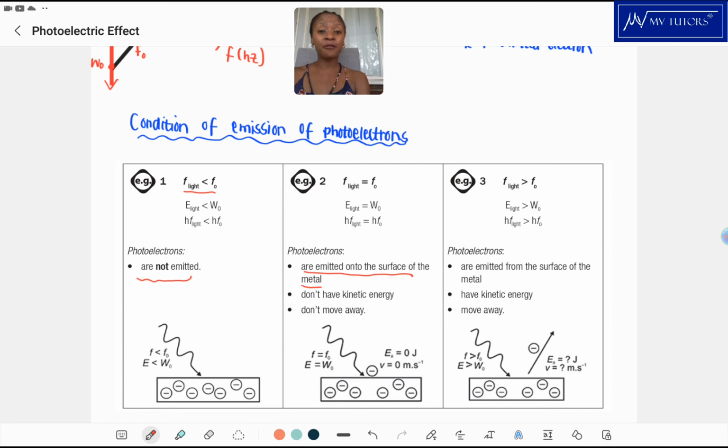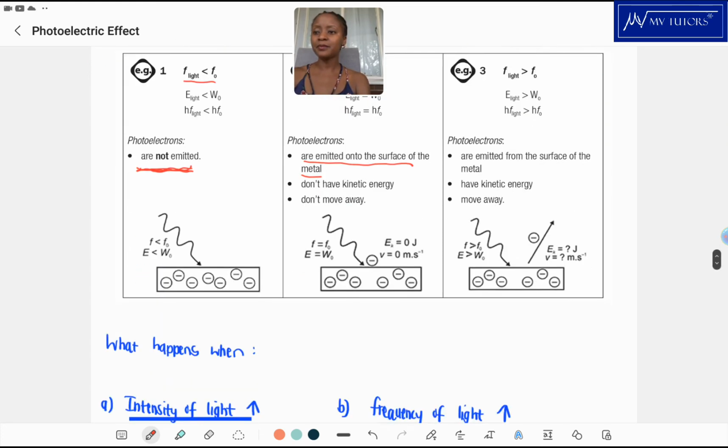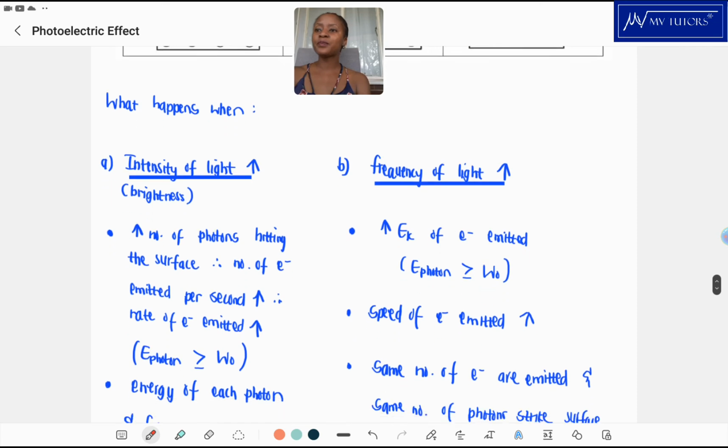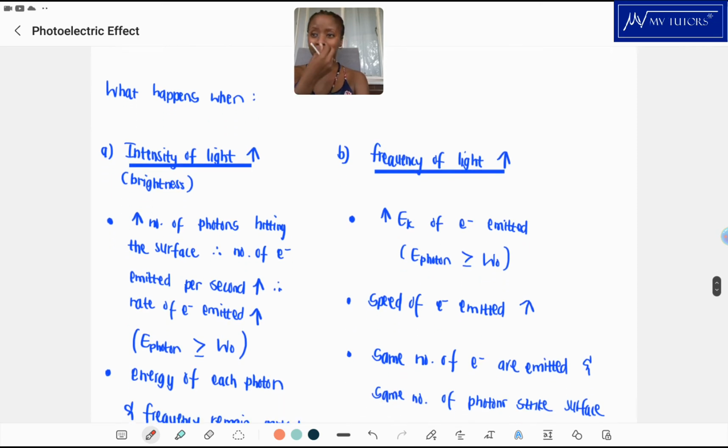Now let's talk about intensity. I've mentioned the intensity in the first part, that even if you intensify your light, make it brighter, still that is not enough to get the electrons emitted. So let's see, what is the difference between intensity and frequency? If you increase intensity or you increase frequency, what does that actually do? So what happens when you increase the intensity of light? Basically, what happens when you increase the brightness of your light?